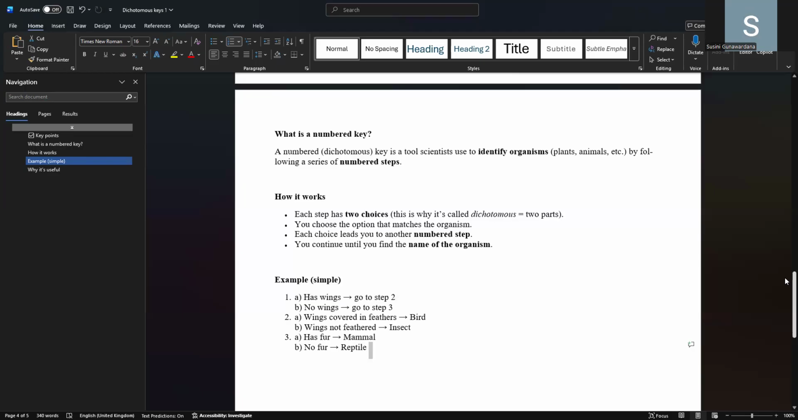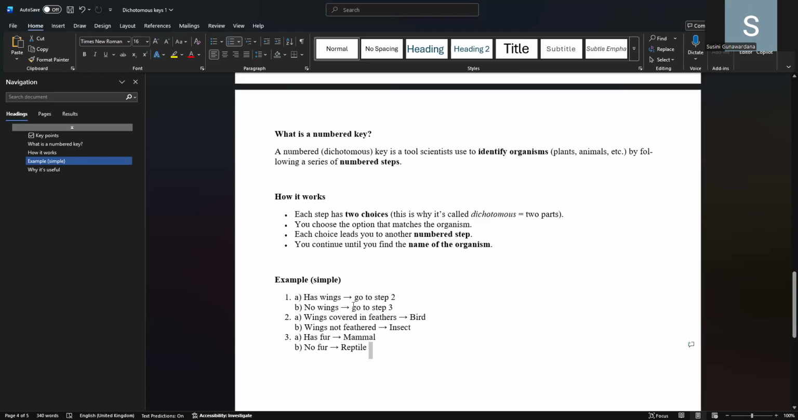And here, the most important thing is we are writing by using numbers. Each choice leads you to another number step. You continue until you find the name of the organism. Here, just go through. I have given you one example. Suppose that I have given you a few animals like bird, insects, mammals, and reptiles. Here, can you see?